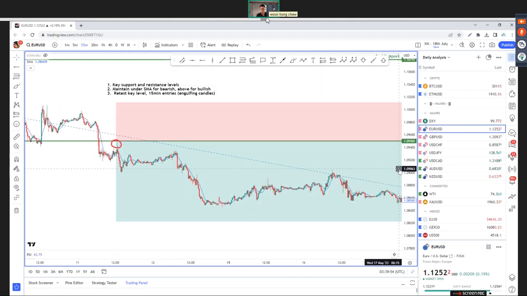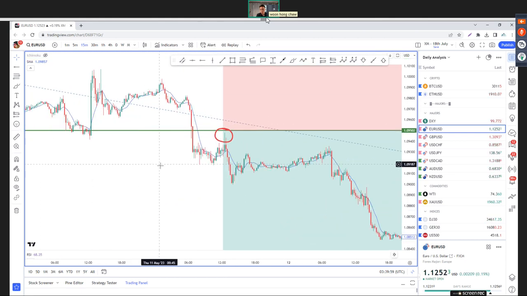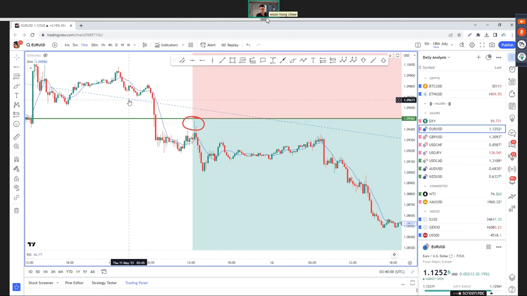And then we can see the 15-minute entries on engulfing candles. So what are engulfing candles? Basically, let's say you're looking for a bearish trend. So engulfing candles would be, let's say this is a bullish candle.